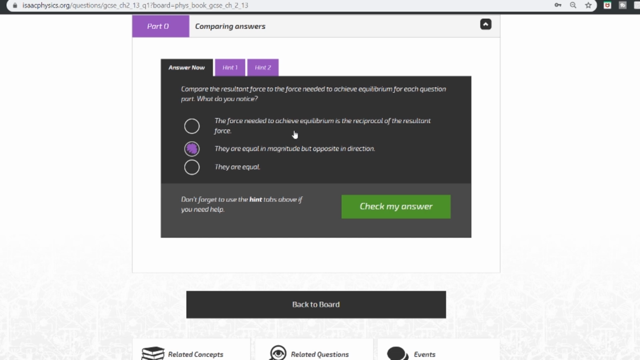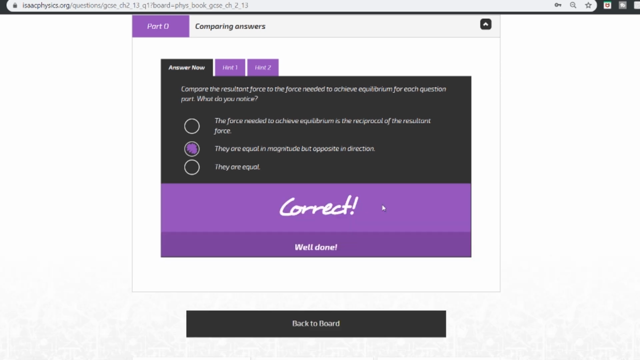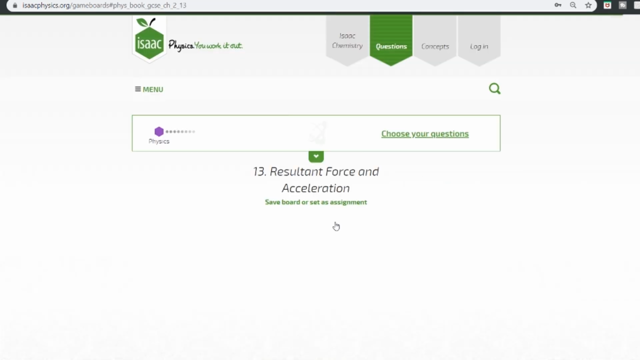They're not equal, because if they were equal they'd have the same direction. The force needed is the reciprocal. The reciprocal basically means 1 divided by, so it can't be that one either. That would mean that they're inversely proportional. This one means that they're directly proportional, but just in opposite directions. And to check my answer, I'm correct.